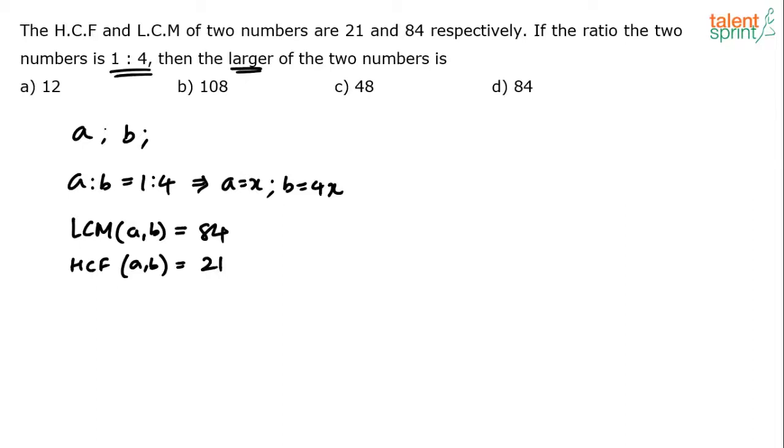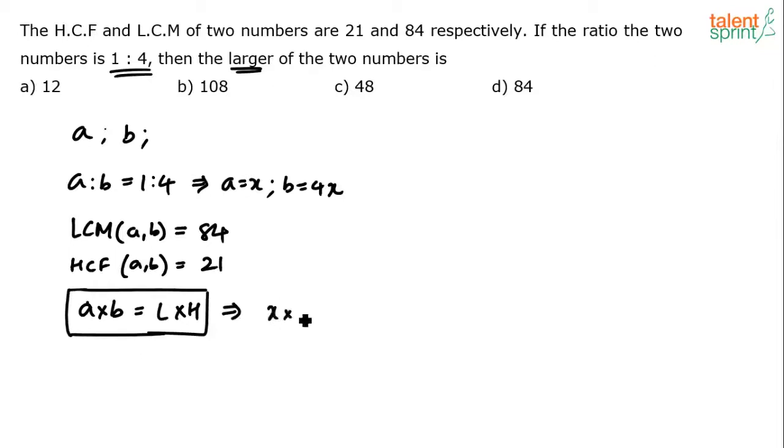Now, you know the concept, right? A into B should be equal to their LCM into HCF. The product of two numbers is always equal to the product of their LCM and HCF. So going by this, can I say X into 4X is equal to 84 into 21? Yes. So 4 here goes 21 times. So basically I can conclude X square equals 21 square. So X is equal to 21.